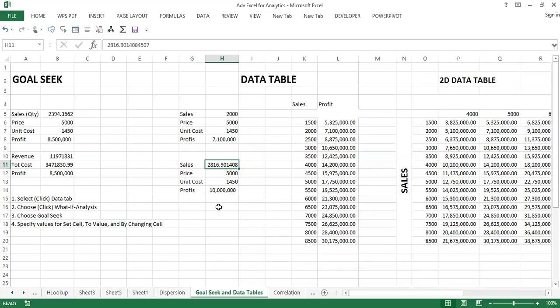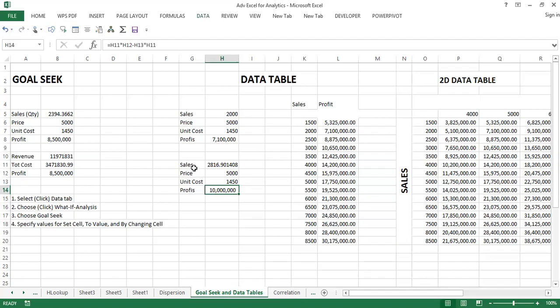Sorry, sir. Yes, go ahead. What do you mean? In my Goal Seek, I'm seeing set cell, to value, by changing cell. What should be the set cell? 10 million. Okay. Approximately. So no, not 10 million. Wait. Hold on. Let me take it again.